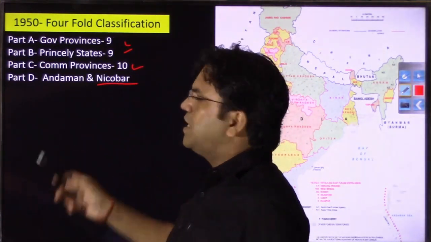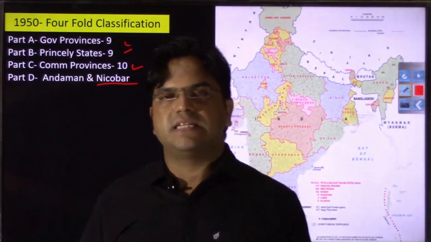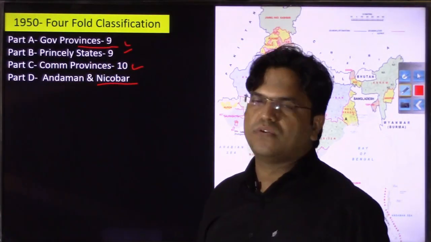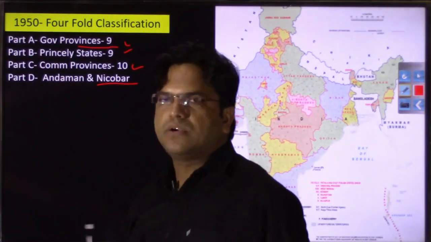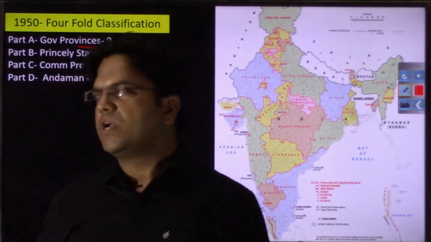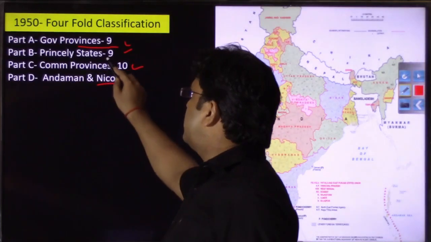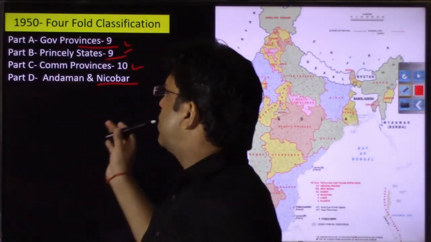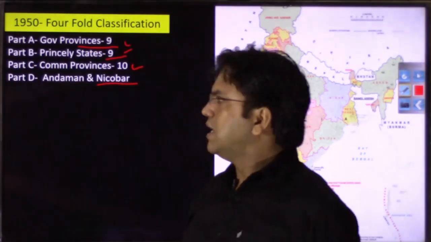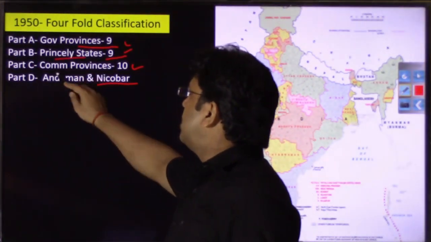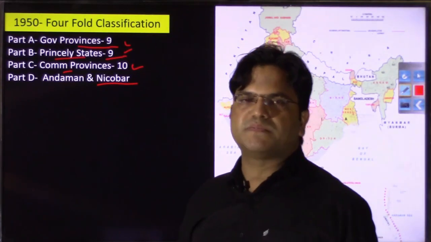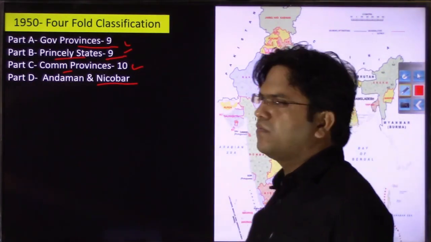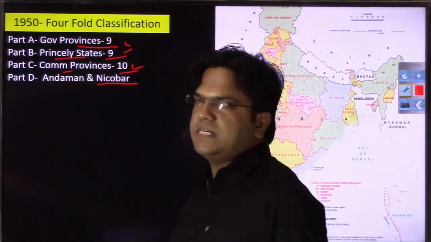The 9 states in Part A were those that were part of governors' provinces before 1947. The 9 states under Part B were various princely states. For this chapter, Part C is going to be the important one. Let us see how this Part C of 10 states worked.